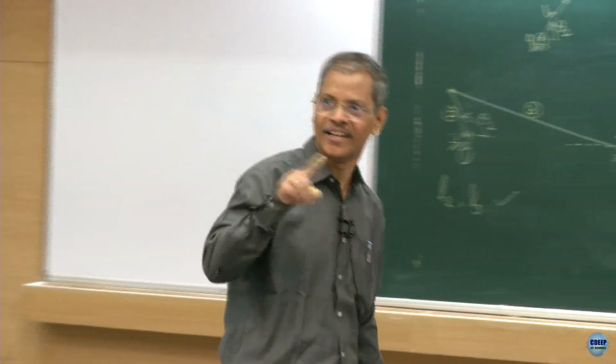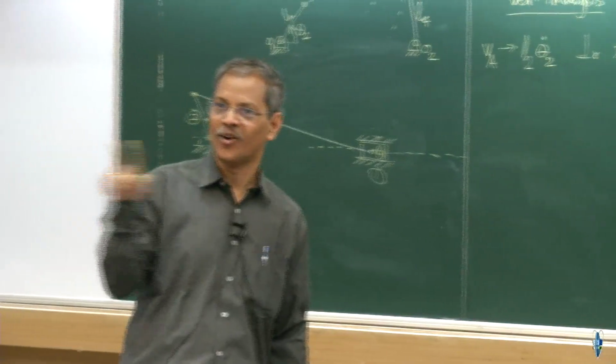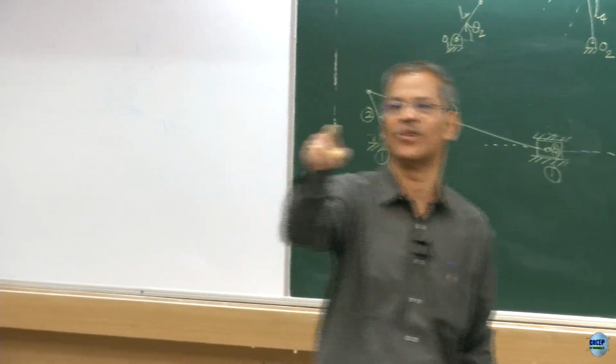Then forget A. Finally, when you find B's velocity, how should it be? Along this, what is this? You have to articulate, I cannot see this. This is along the slider direction. Yes, what's your name?